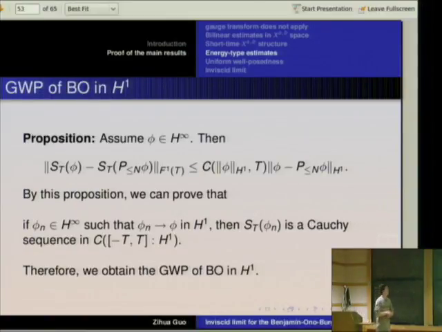So to prove the global well-posedness in H1, we just need to prove this proposition. So here you have the uniform continuity. H infinity is the intersection of the H^k spaces, yes. Then with this proposition, you can prove the global well-posedness with the help of conservation laws.